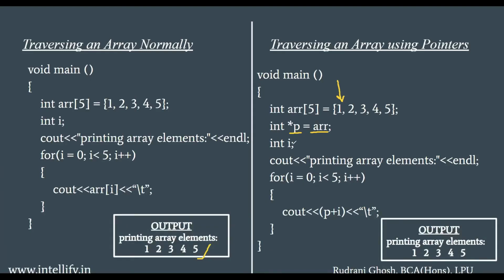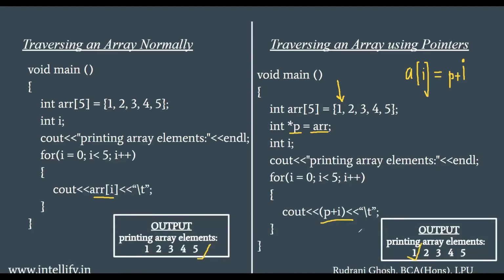We take a loop variable I and we are trying to print the array elements. So we start the for loop. We print p plus I. We have discussed in the introductory video also that array at position I is same as pointer plus I position. Array at I is same as pointer plus I.